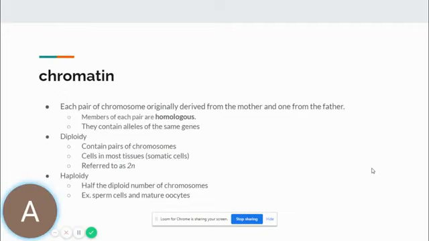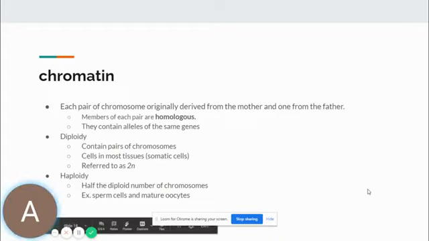Each pair of chromosomes is originally derived one from the mother and one from the father. So members of each pair are called homologous, meaning they are the same. How is it homologous even if one is from the mother and one is from the father? They're not necessarily identical. They're called homologous because they contain alleles of the same genes. So they contain the same form of the same genes, not necessarily identical, but the same form.